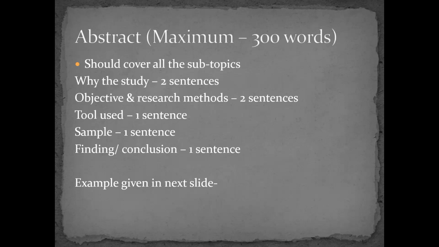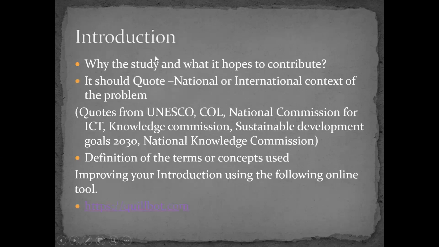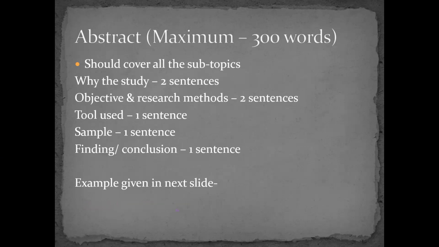How should an abstract be? An abstract should be a maximum of 300 words or 500 words. It should cover all the subtopics of your study. So usually I write my abstract like this. Why the study? Why have you taken this study? Two sentences should be there.